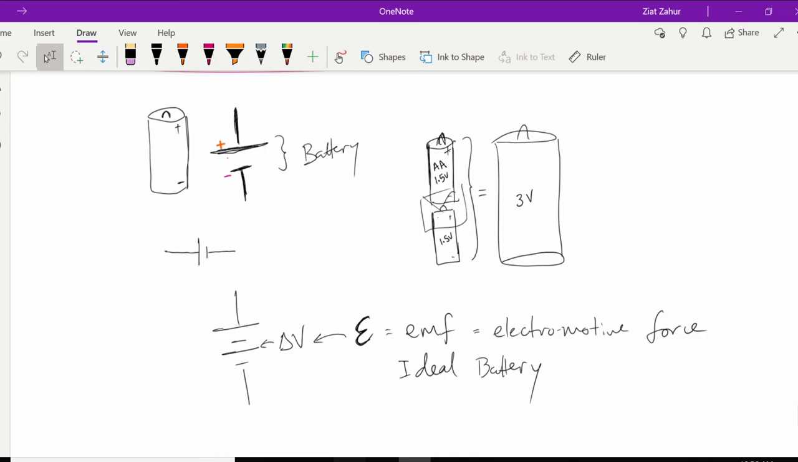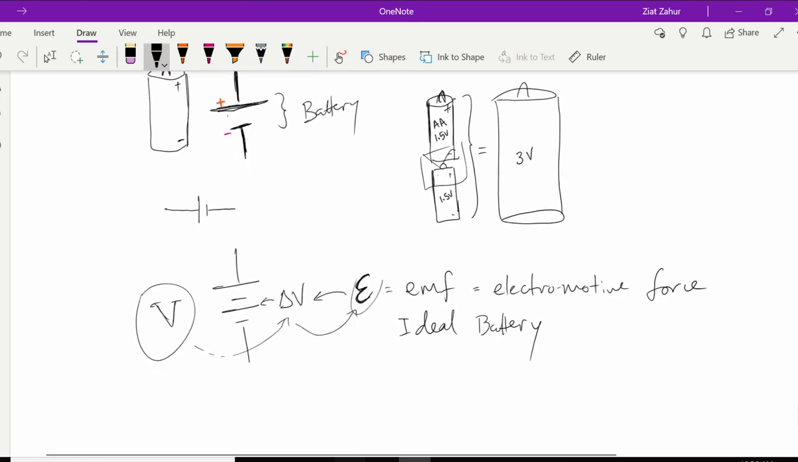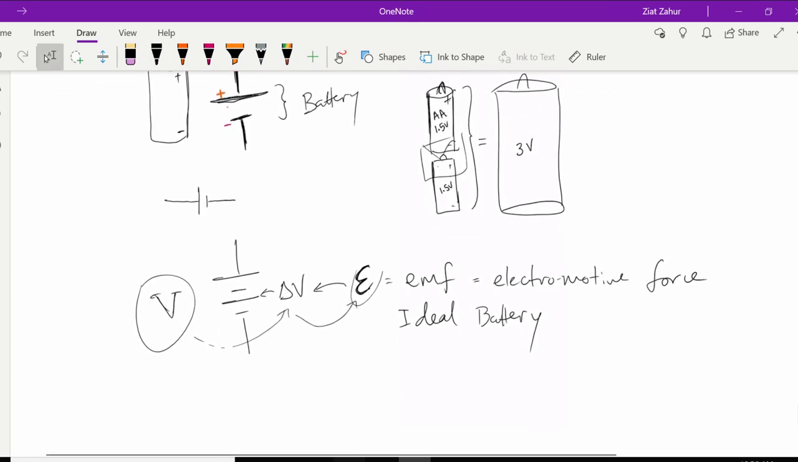And so when we do problems, you'll see I'll use a V with serif. So I'll use this symbol. Just know that this symbol is delta V, and delta V is actually an ideal battery epsilon. All right, so that's the battery symbol.